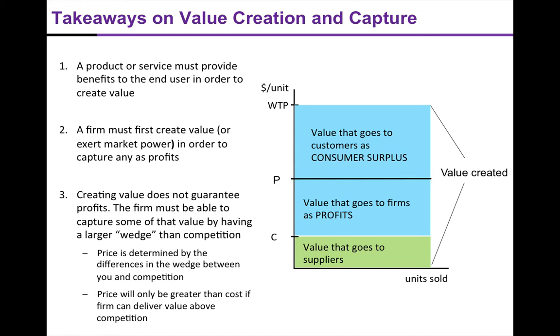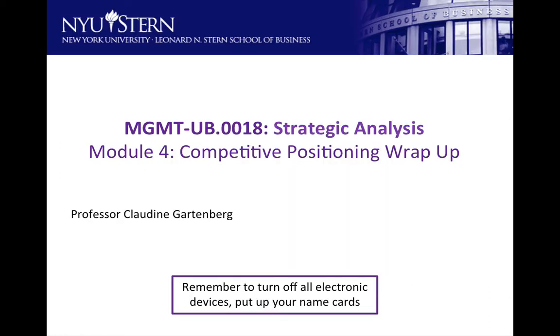A firm must be able to capture some of that value by having a larger wedge than the competition, meaning that you either have to be able to provide more benefits to the consumers in terms of a premium product or raised willingness to pay, even if it's to some segment of customers, or be able to offer it at a lower cost. But you have to do something different than your competition. If you don't do something different along at least one of these dimensions from your competition, then you're not going to capture any value. And that's the bottom line of this framework. On to the next.